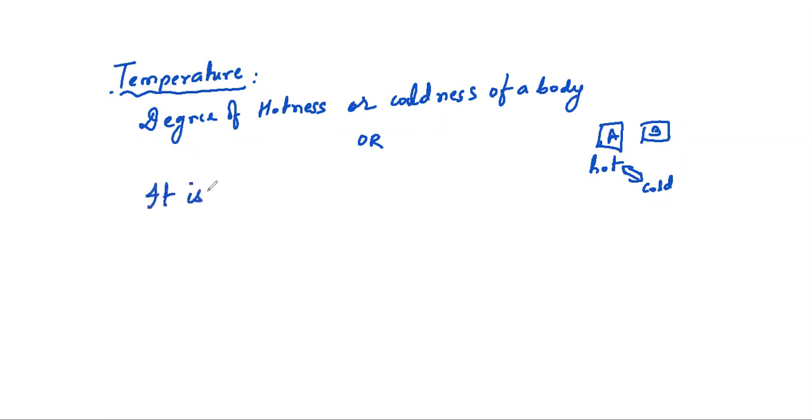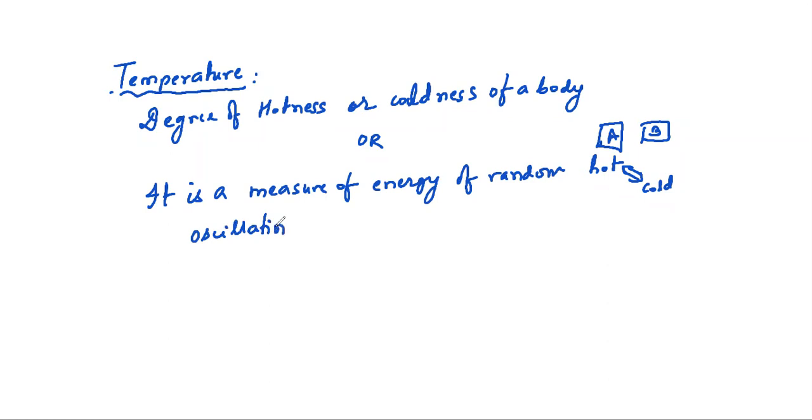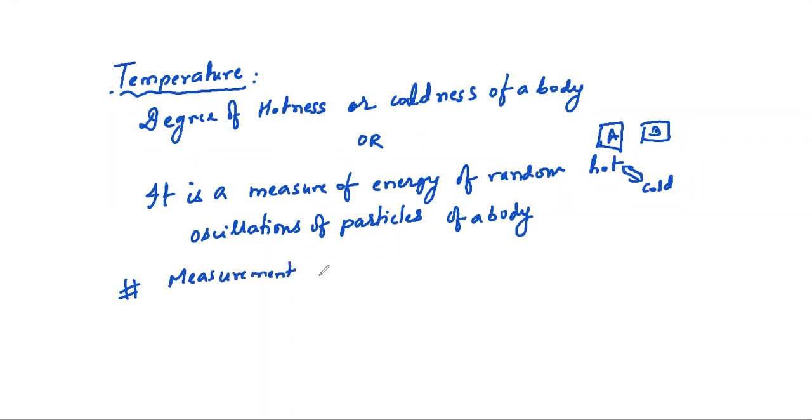We can also say that it is a measurement of energy of random oscillations of particles of a body. Okay. So temperature is the measurement of the energy of random oscillations of the particles of the body. All right. Okay. Now, how do we measure temperature? So we are going to talk about measurement of the temperature.